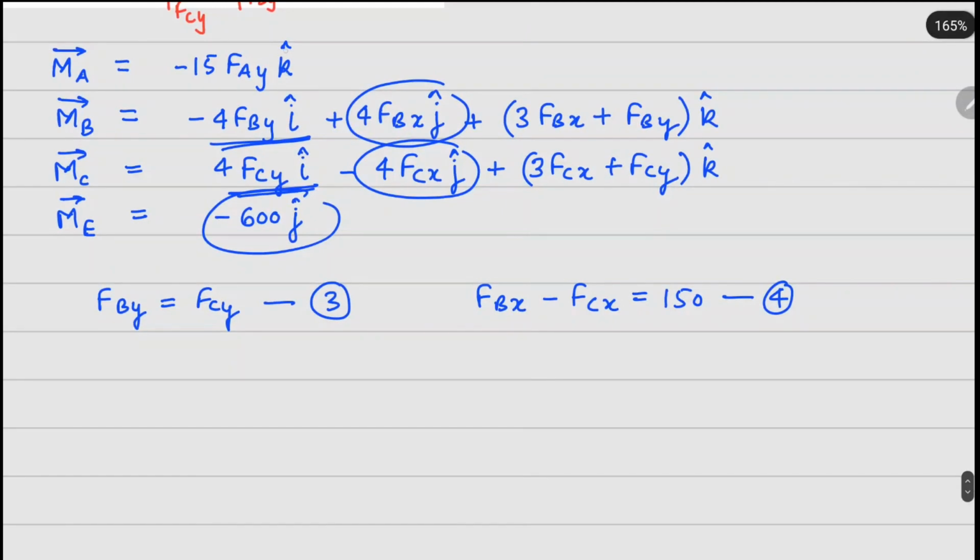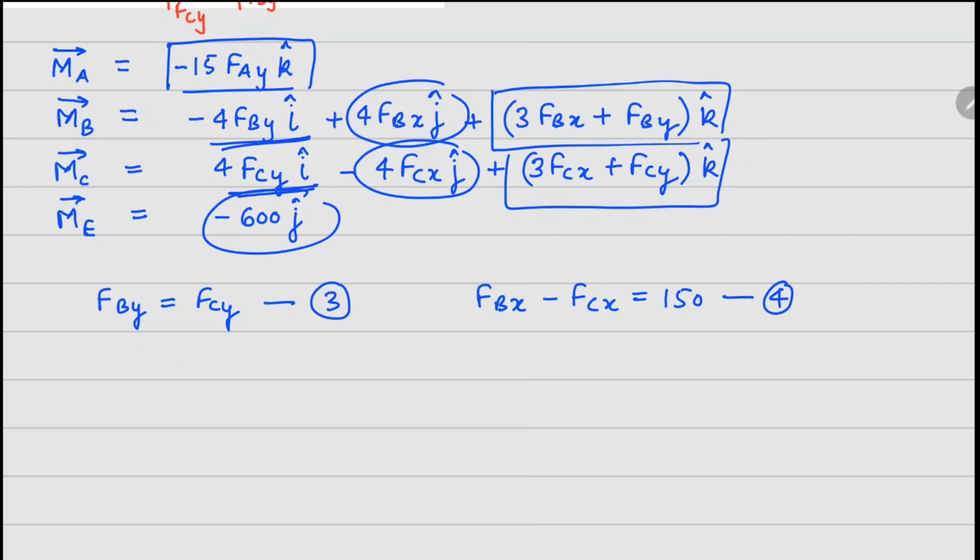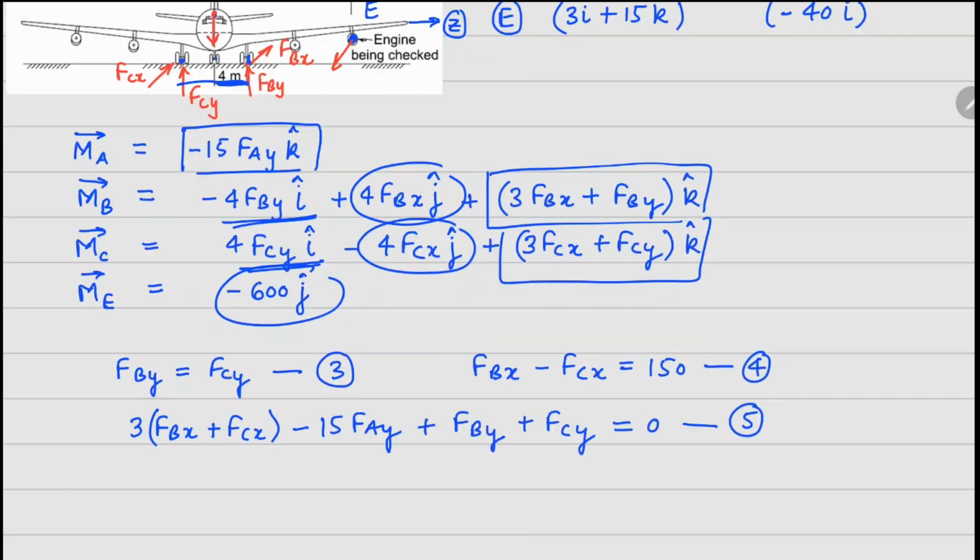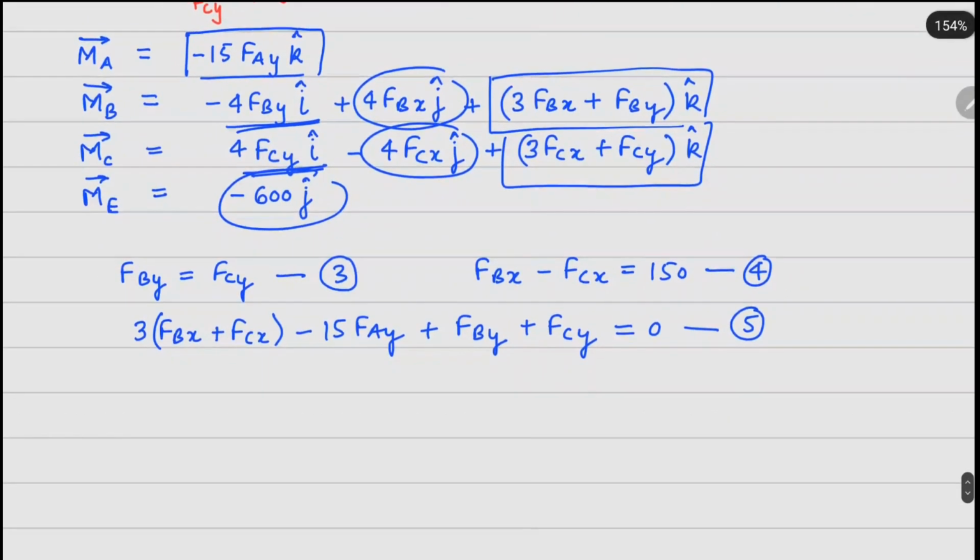And the last one where we collect the K cap terms here, this one, this one, this one here, then we get an equation which says 3 times FBX plus FCX minus 15 FAY plus FBY plus FCY equals 0. So this is equation number 5. So now we have these 5 equations and 5 unknowns.